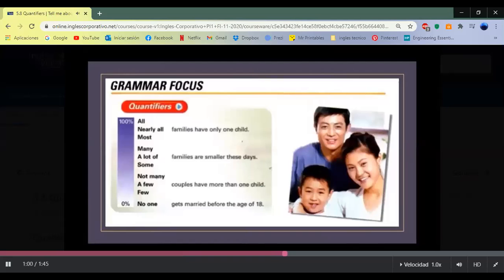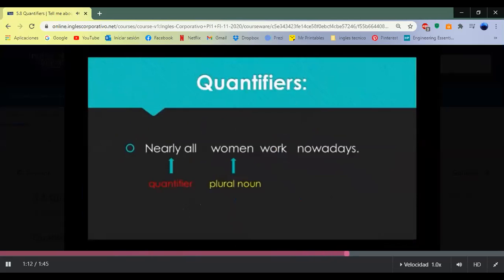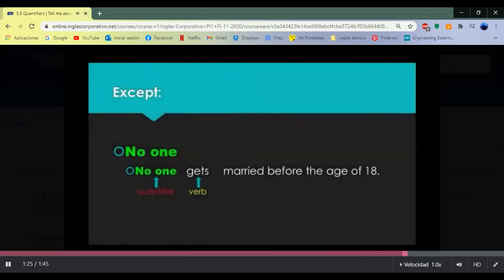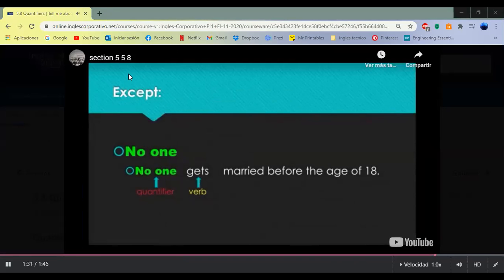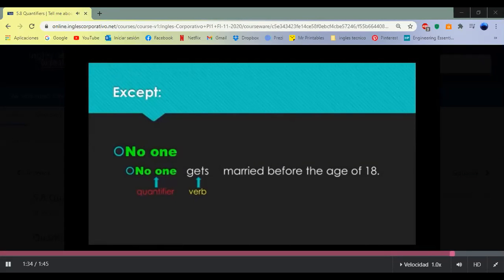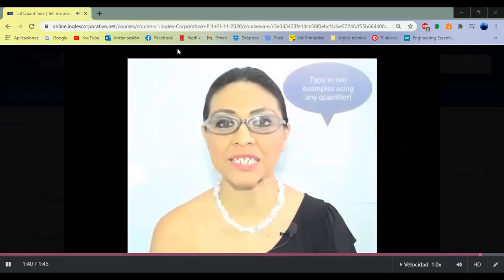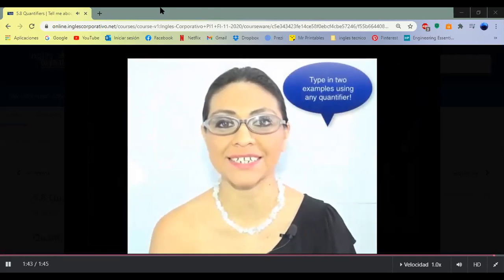Notice how these quantifiers have an estimated percentage. If you want to make reference to 100%, you may say all. And then you work down the scale depending on the percentage you want to refer to. Follow me in this example. Nearly all women work nowadays. Nearly all, quantifier. Women, plural noun. So in other words, all quantifiers come before plural nouns. Except no one. No one gets married before the age of 18. No one, quantifier, gets the verb. As a tip, ask your teacher to remind you about count nouns so you are able to use these quantifiers. Type in two examples using any quantifier you want.